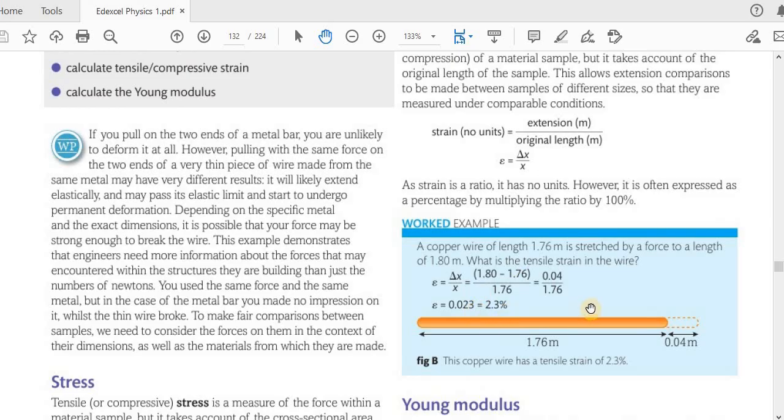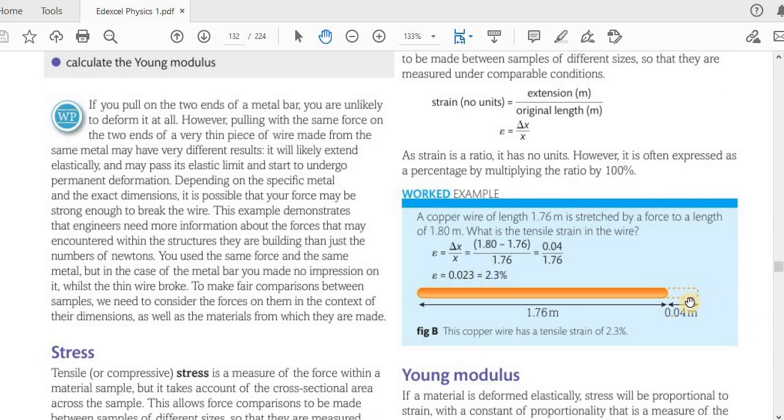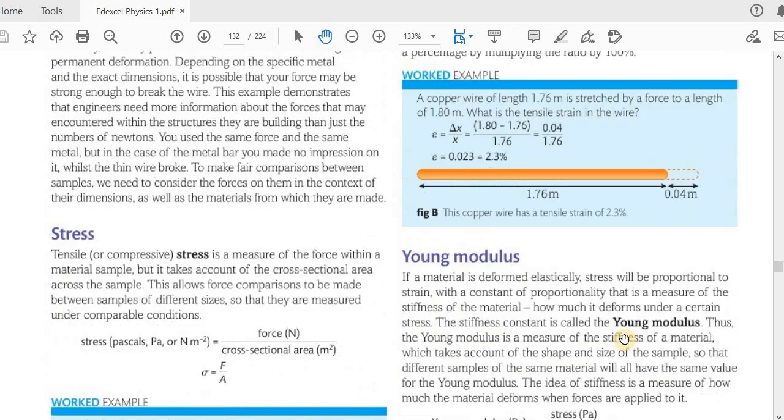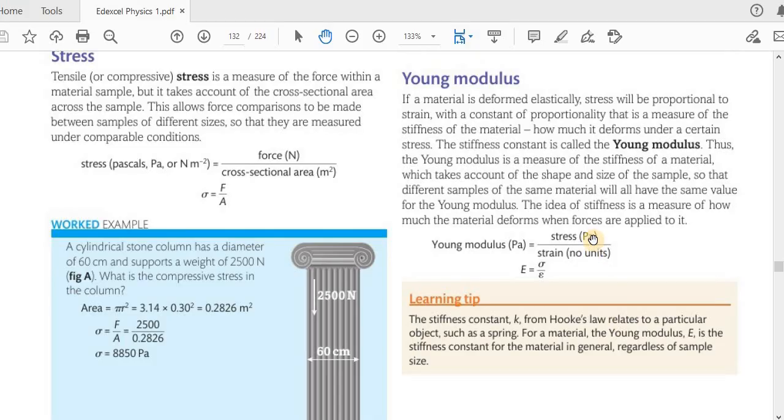and that will be 2.3%. So it has extended by 2.3% of the original length. So the copper wire has a tensile strain of 2.3%. Then Young modulus will be stress over strain, very easy. So that is sigma over epsilon if you look at the symbols, and here we have capital E, or you can also say this is capital epsilon. Epsilon again is a Greek letter.